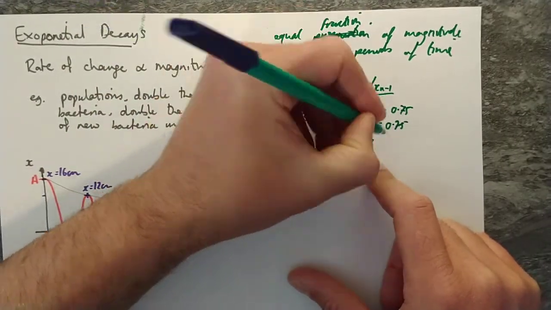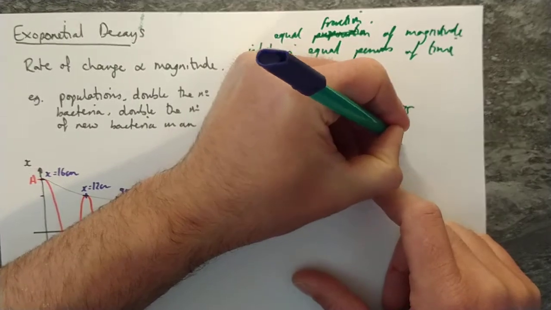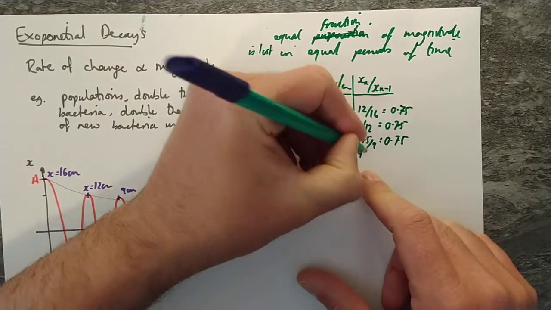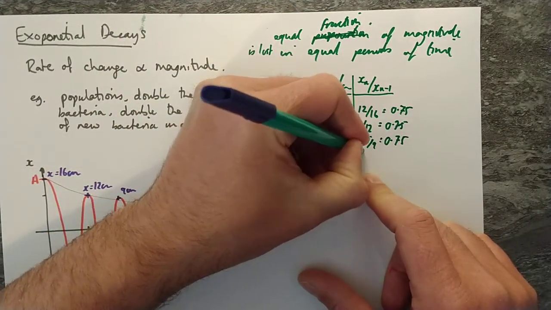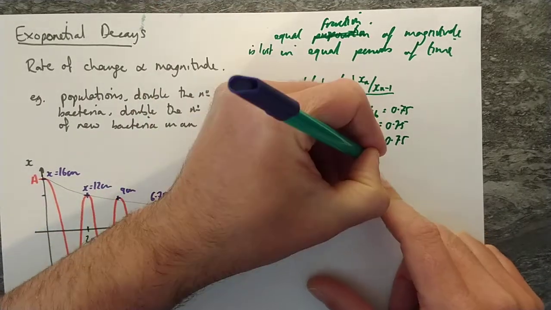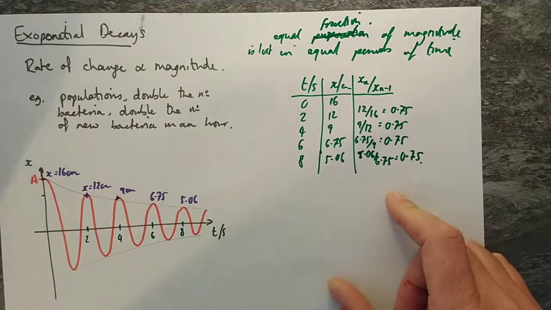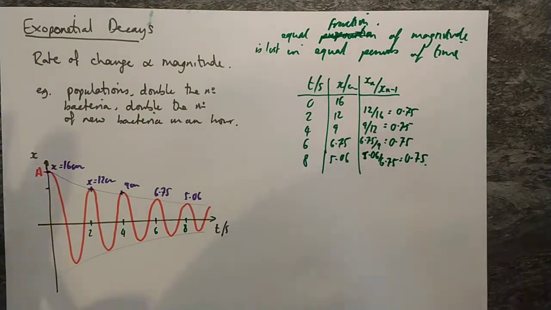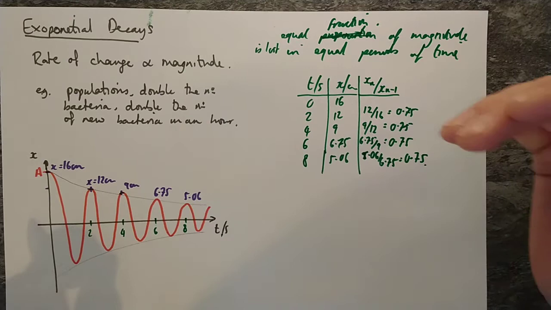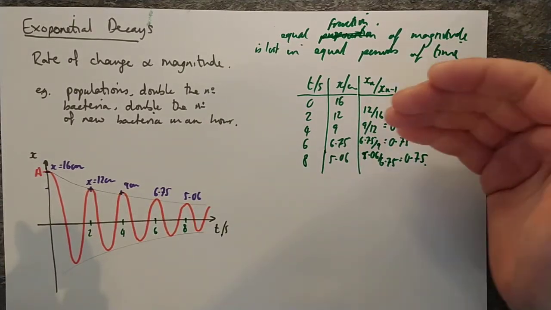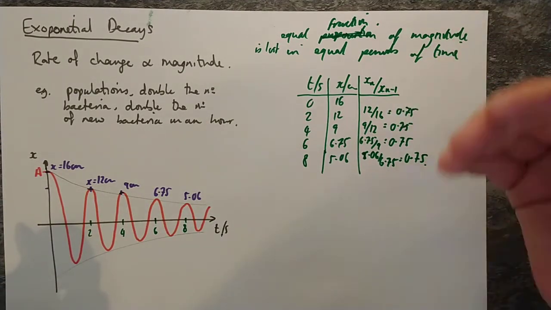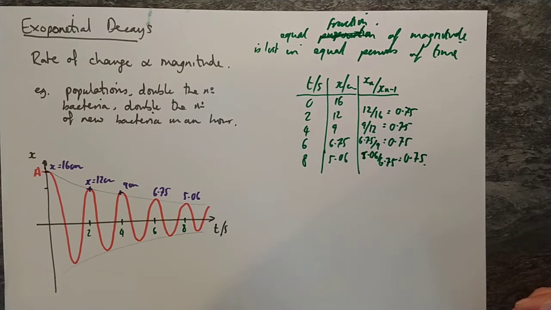6.75 divided by 9. I'm not doing this in my head. I worked this out beforehand. 0.75, and then I'm going to go 5.06 divided by 6.75. So we can see that in equal periods of time, in every 2 seconds, it loses the same fraction of its magnitude. So it's losing a quarter, or we have 0.75 remaining after each 2 seconds.